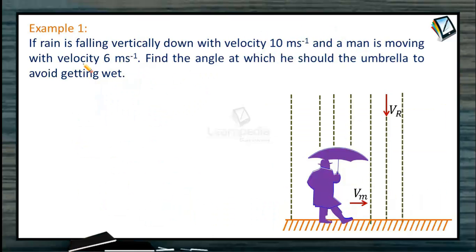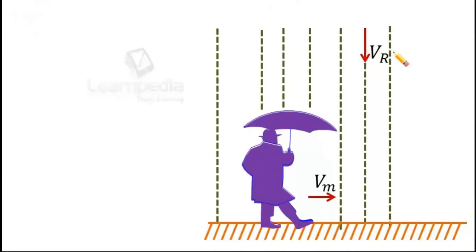See, rain is falling vertically down with a velocity of 10 meter per second, and the man is moving with a velocity of 6 meter per second. Find the angle at which he should hold the umbrella to avoid getting wet. The rain is falling here; this is our 10 meter per second. The man is walking in the rain; this is 6 meter per second. So for him, the rain falls vertically down when he is at rest. But when he starts walking, he has to hold the umbrella by bending it by an angle theta, because for this person, rain will appear to fall like that.